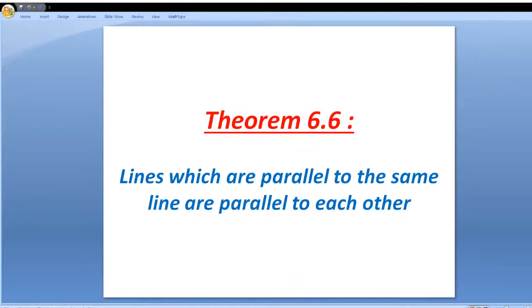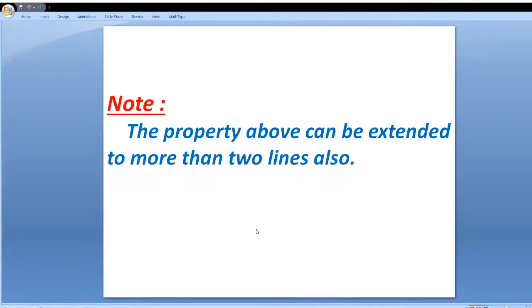And this is the theorem: lines which are parallel to the same line are parallel to each other. So without proof, this is the theorem. So the property above can be extended to more than two lines also.